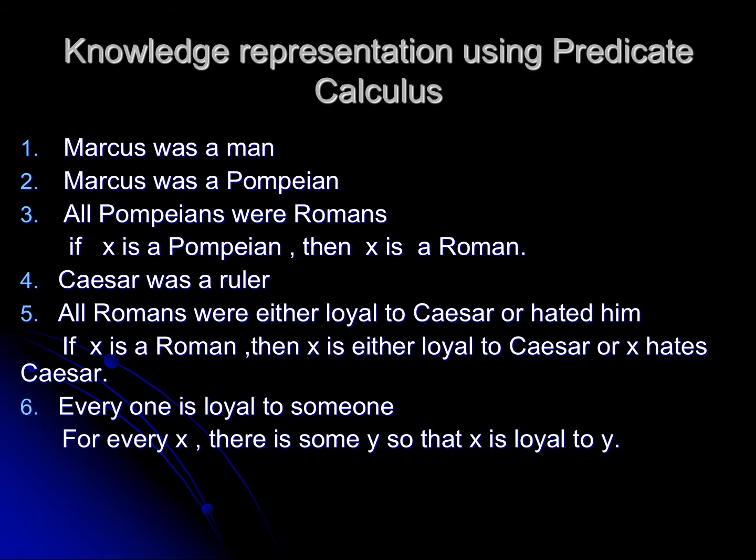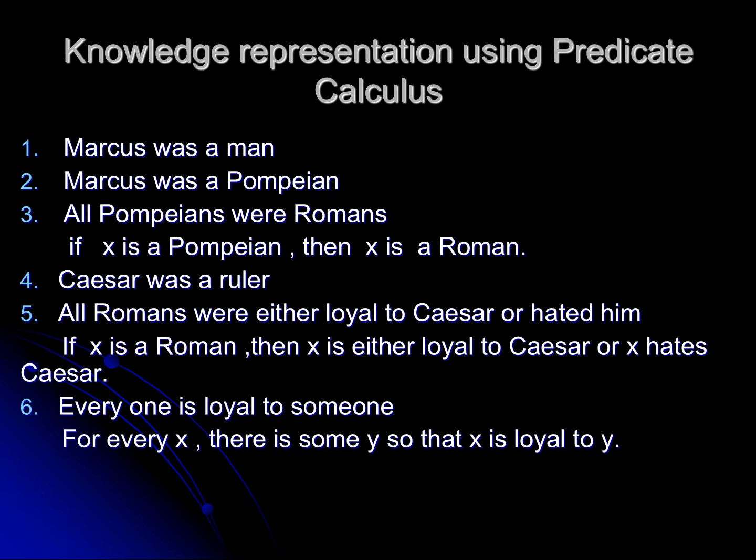First two statements are direct. Marcus was a man. Marcus was a Pompeian. That you can represent very easily. All Pompeians were Romans. That statement is a general statement that talks about all Pompeians. So you can convert that into this form: if X is a Pompeian, then X is a Roman.